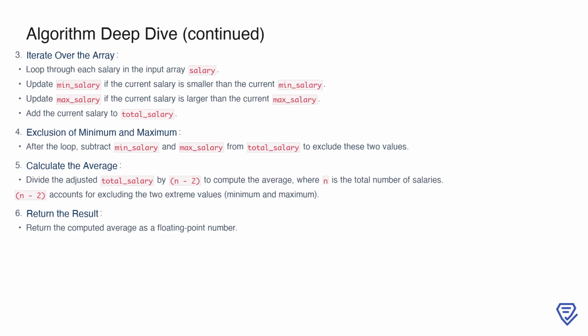Once the loop completes, we exclude the minimum and maximum salaries by subtracting their values from total_salary. This adjusted total represents the sum of the remaining salaries. Finally, to calculate the average, we divide this adjusted sum by n minus 2, where n is the total number of salaries. The subtraction accounts for excluding the 2 extreme values. The result is then returned as a floating point number, completing the algorithm.